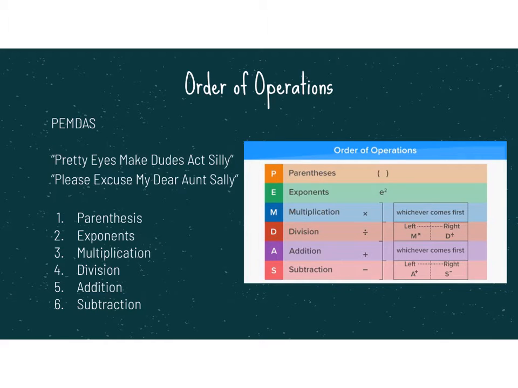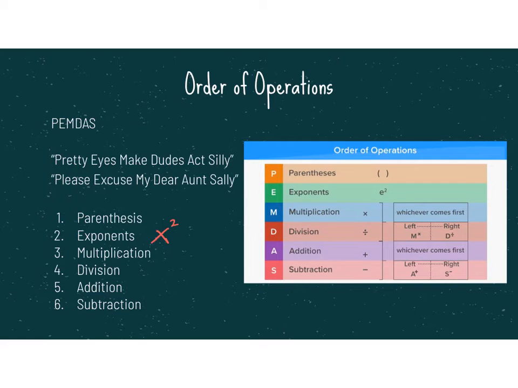So parentheses are going to come first. Anything in parentheses has to be done before the next step. Number 2 would be exponents. Exponents are your little tiny numbers. So if I had a number and I raised it to a power, that would be my exponent. That little number on top would be my exponent.